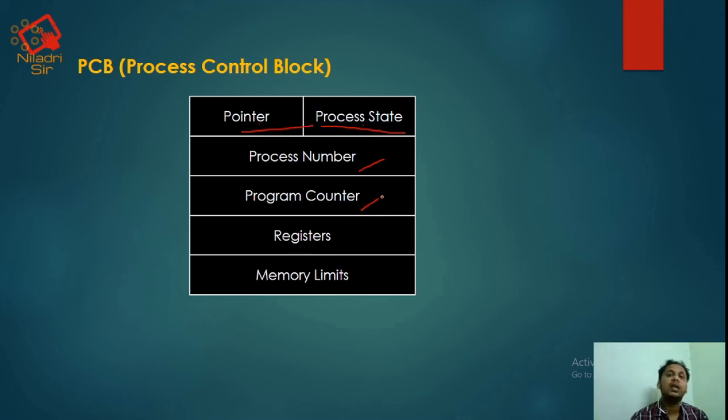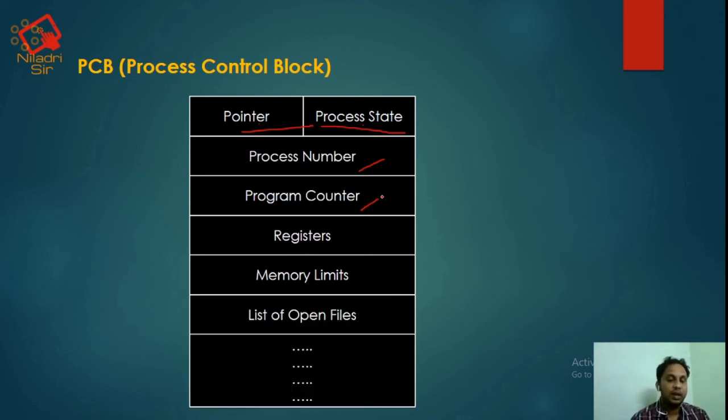It basically stores the amount of memory that is assigned to the process. Next one is the list of open files. To execute a process, we need different types of files. Without these files, a process cannot be executed efficiently. So to execute that process, all those files will be in the open mode. So this is the list of open files required to execute a process.